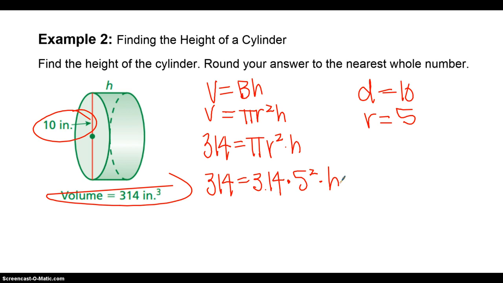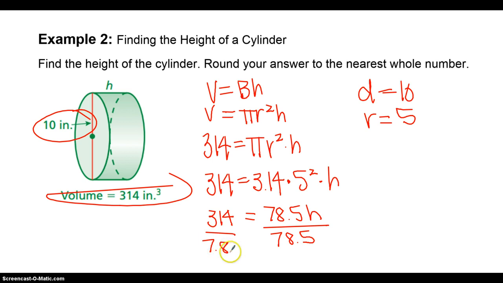In my calculator, I'm doing 3.14 times 5 squared. I get 78.5 h equals 314. And then to solve for h, divide both sides by 78.5. And if I get 314 divided by 78.5, I get my height is equal to 4. And in this case, it's inches.